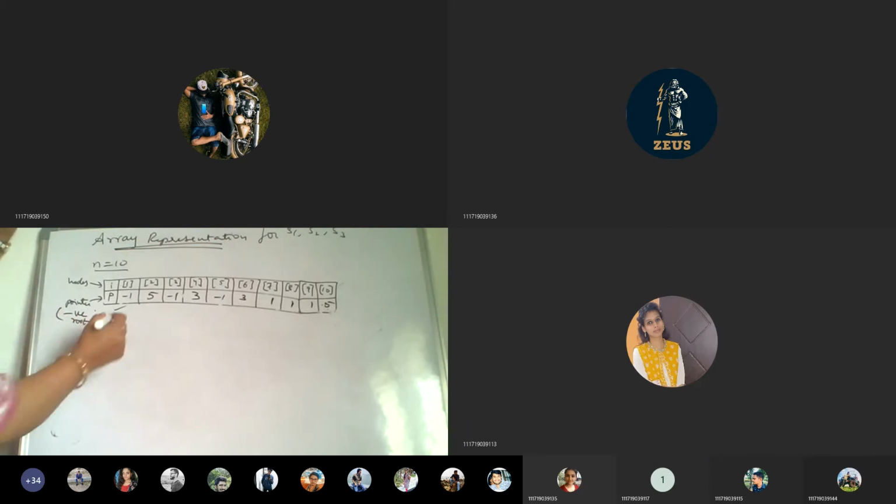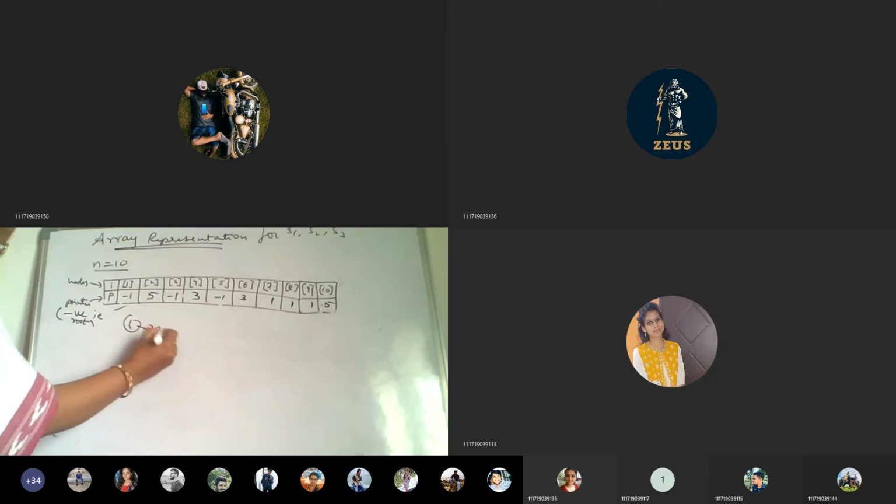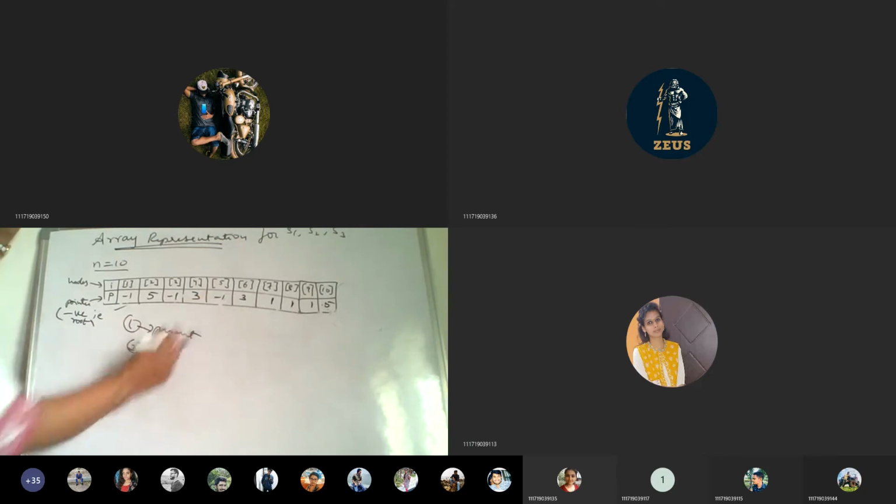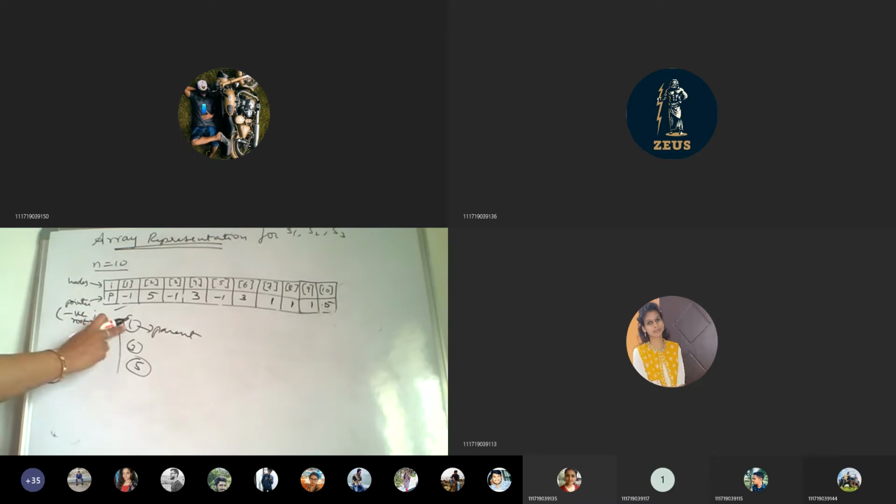We can say that node 1 is a parent. And what is the other one? 3 also is a parent and 5 also is a parent. Is it not so? So by seeing the pointer values in the array, we can make out who is the parent. Is that clear? Okay, so this is about the array representation.